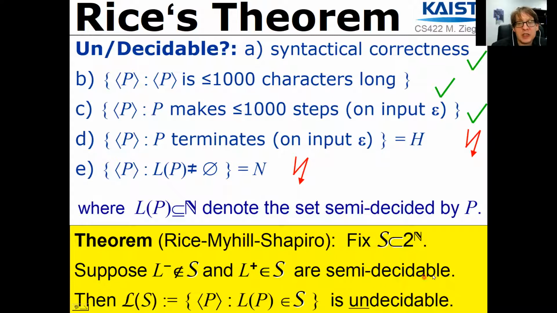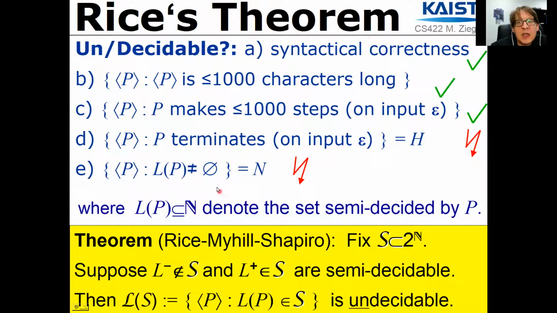That's an important hypothesis, which we also called enumerable, remember, at the beginning? So as long as this collection of sets S contains one semi-decidable set and misses another semi-decidable set, then the conclusion holds that the decision problem is undecidable. Does that make sense? So no partition here. And also it's not required that L minus or L plus be non-empty. They just have to be semi-decidable.